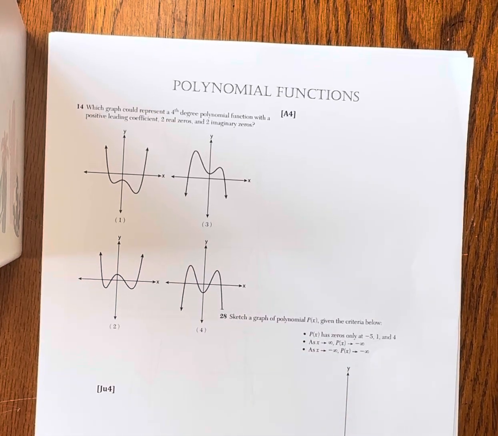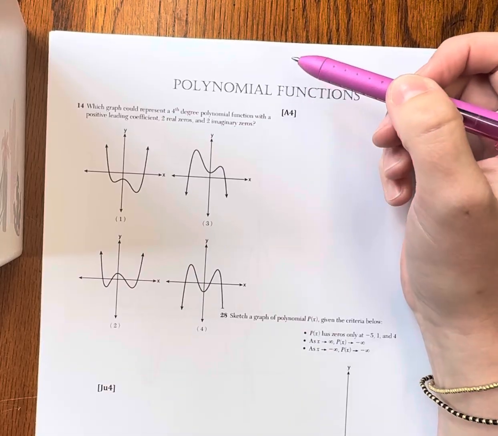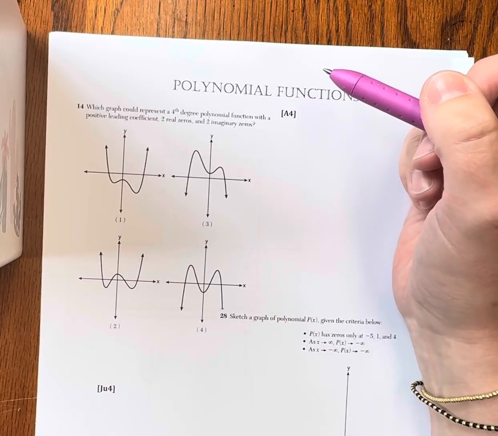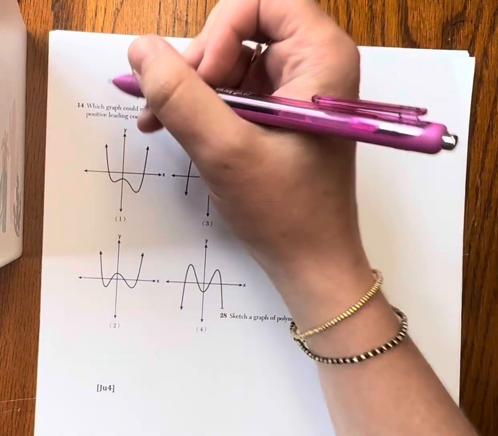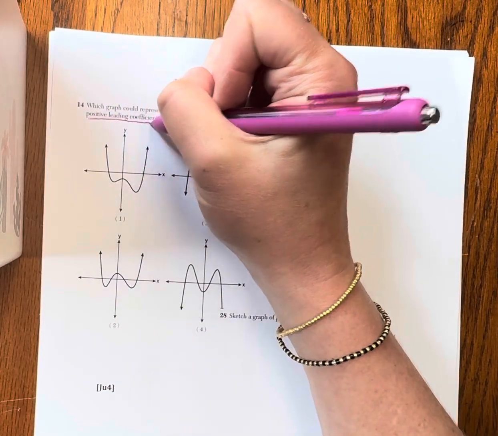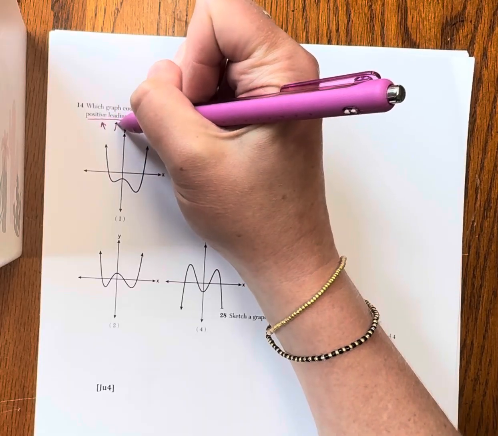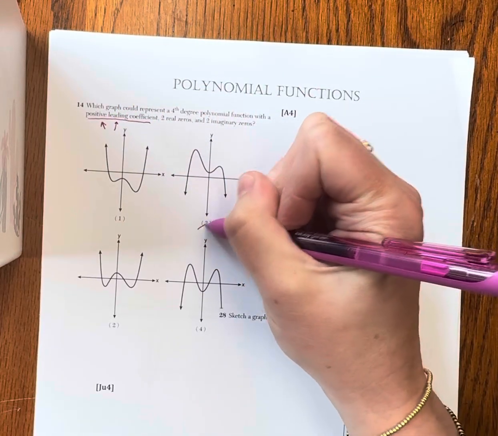This video goes over polynomial functions. The first question says, which graph could represent a fourth degree polynomial function with a positive leading coefficient? That means both ends are going to point up instead of down. So the ones pointing down are out.